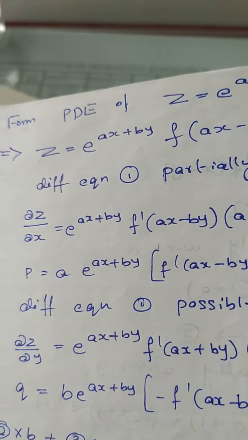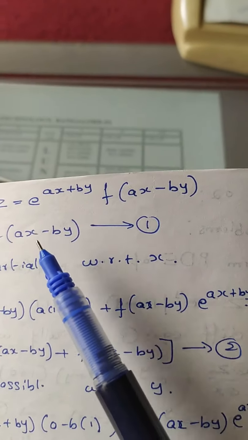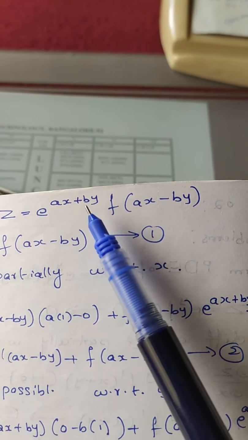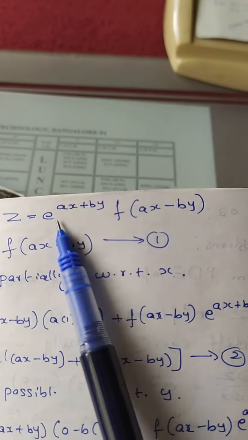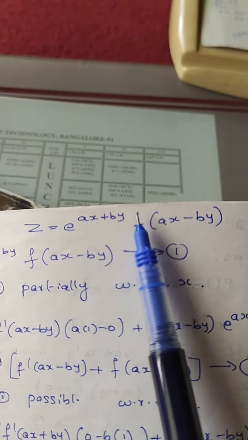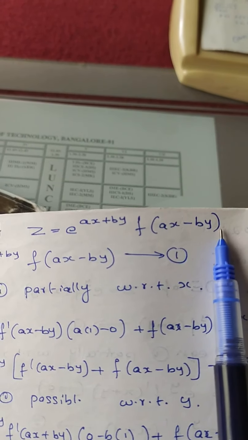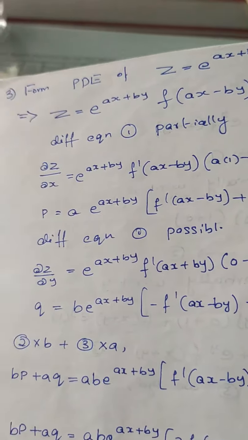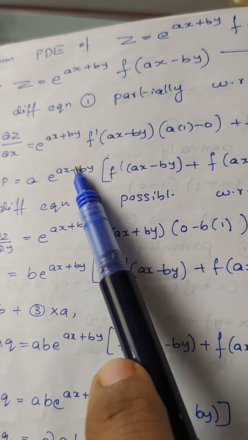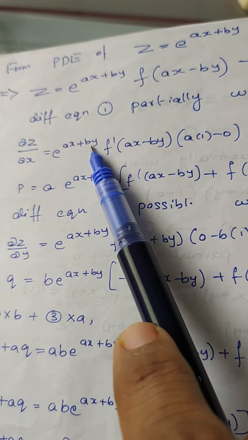Next one. Form PDE of z is equal to e power ax plus by into f of ax minus by. See, how many arbitrary functions are there? One. f of ax minus by is the arbitrary function. This one is an exponential function. Same as the first problem. Now differentiate with respect to x. e power ax plus by.